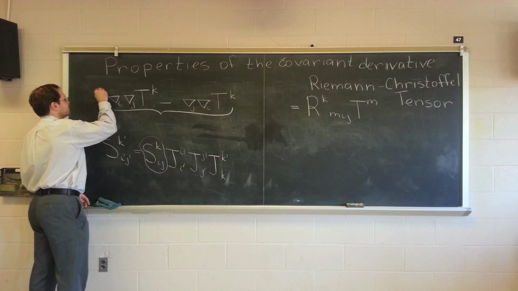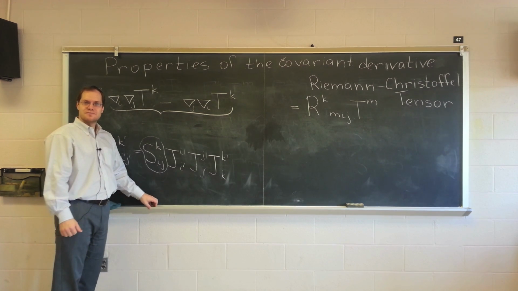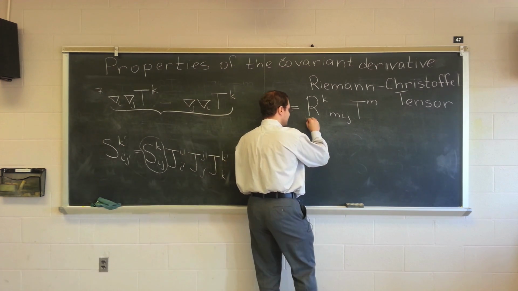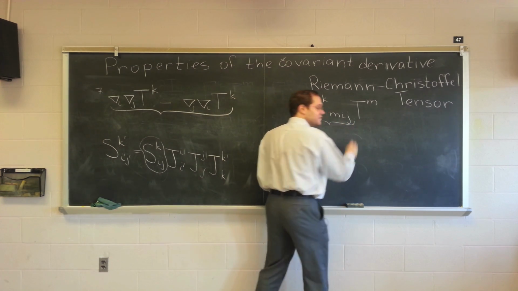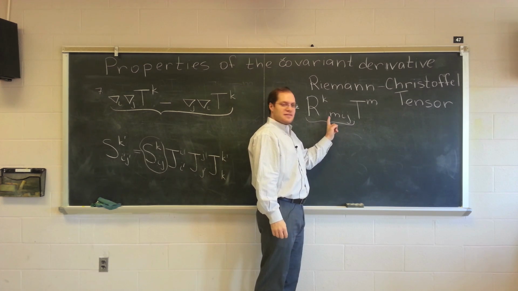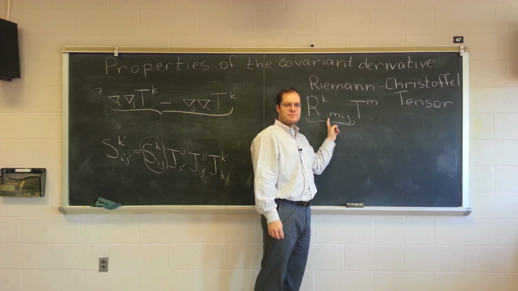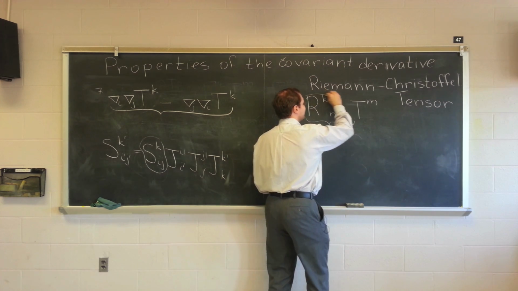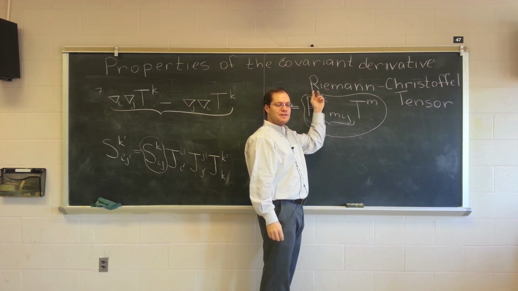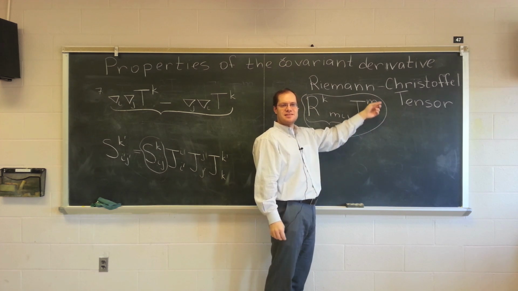What are we up to? 7? Property 7, covariant derivatives commute. That's our final property. And it also implies that this object right here, that's not obvious, is a tensor. So what we know is that this is a tensor. We know that this is a tensor. But not only is it a tensor, it's a tensor for any tensor T sub m.